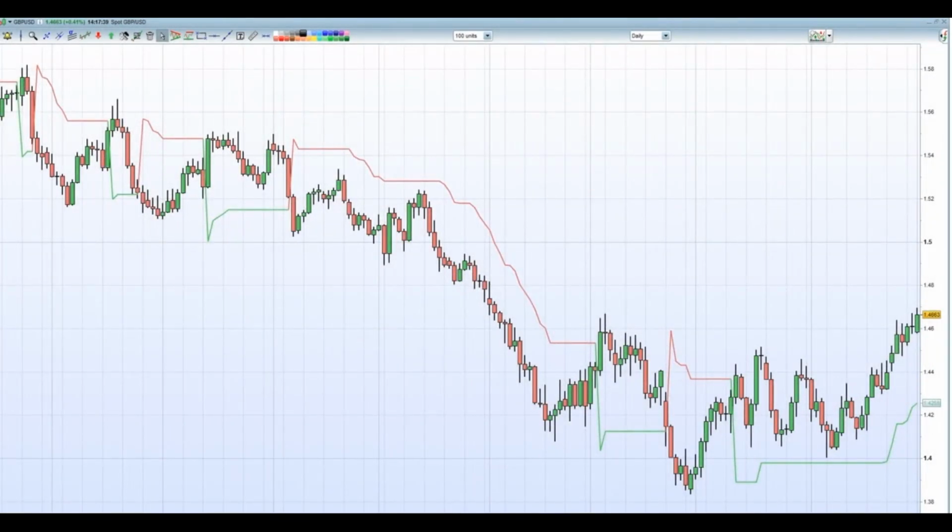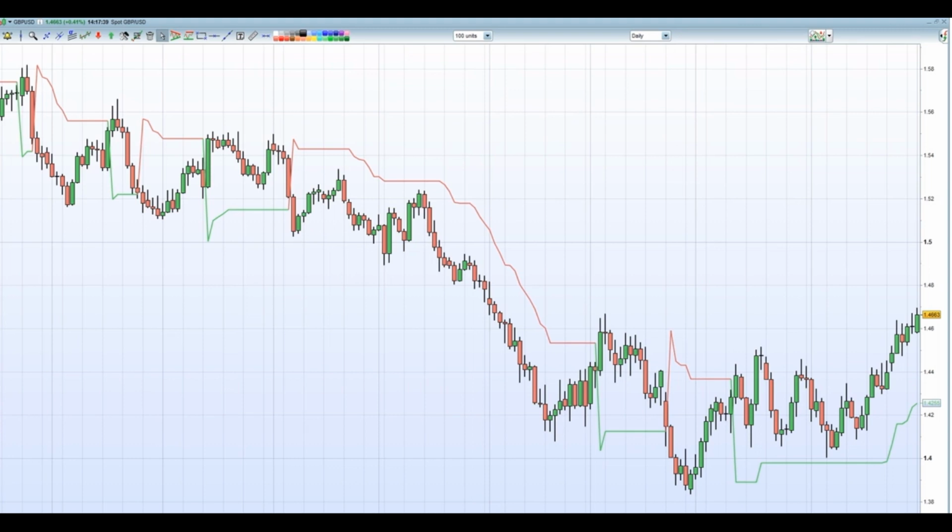Indicator 4. Super Trend Indicator. The Super Trend Indicator is an excellent indicator of trend direction. It can be used as a foundation of a trading system that is based on trend following. One of the most popular ways to use this indicator is to enter the market after a pullback.